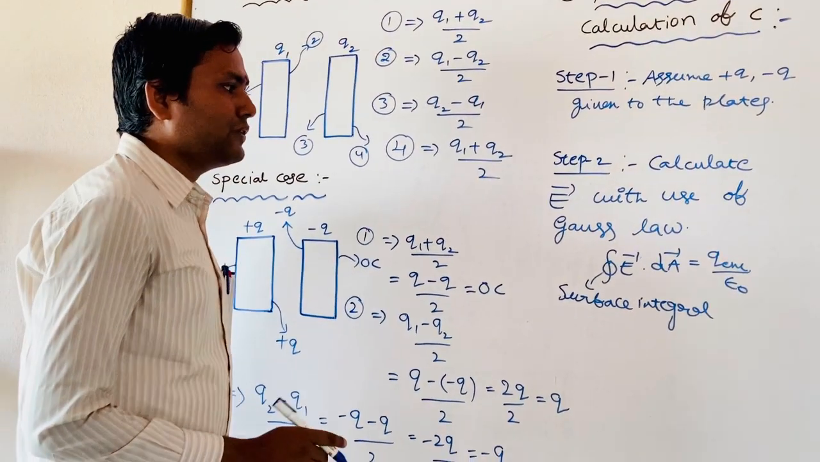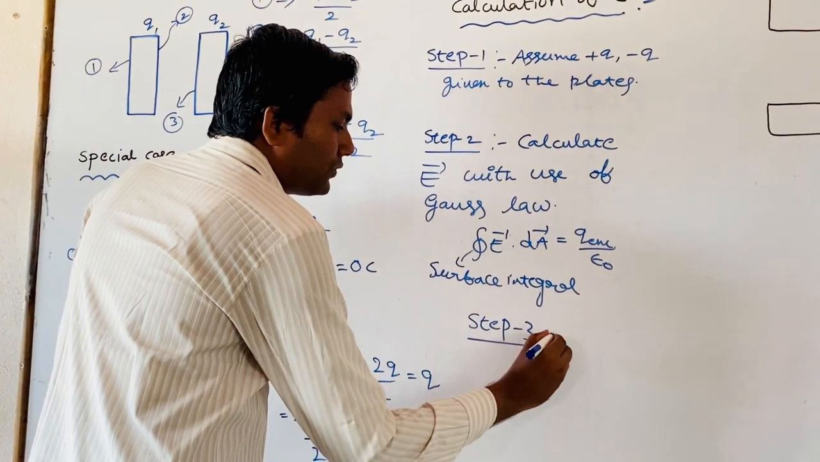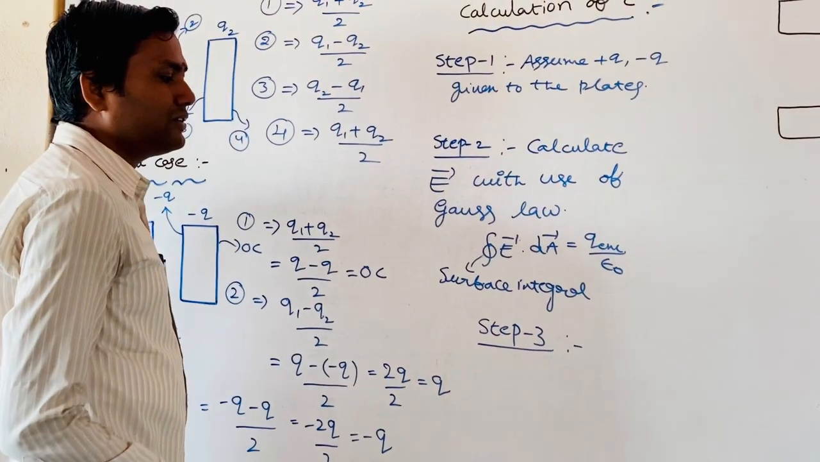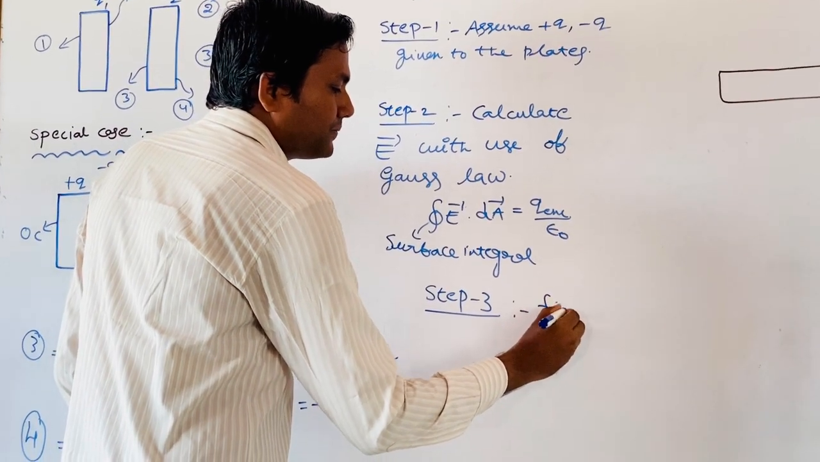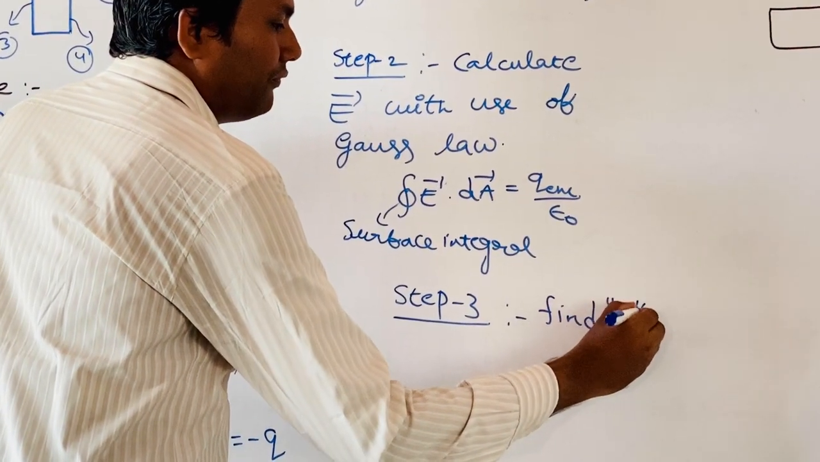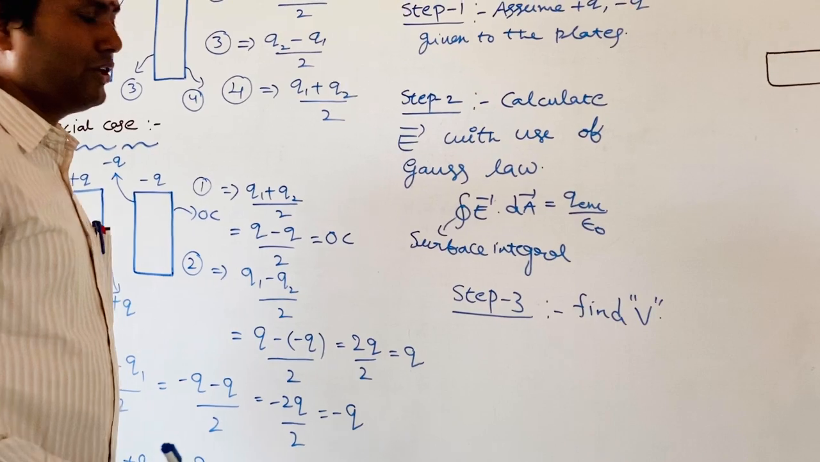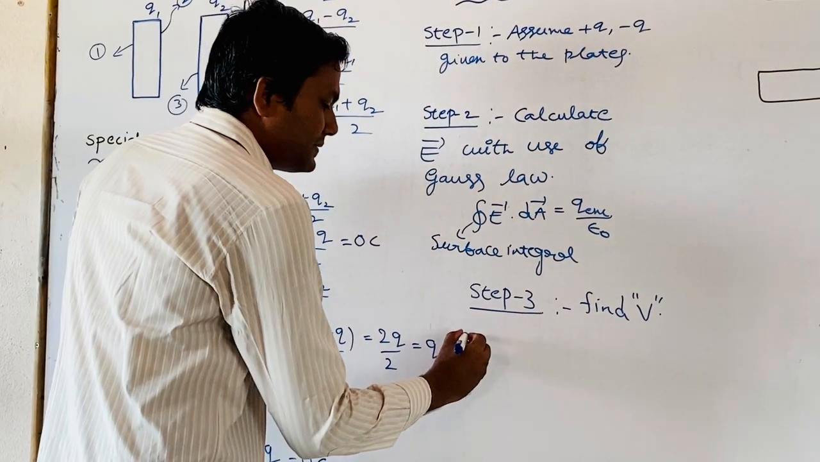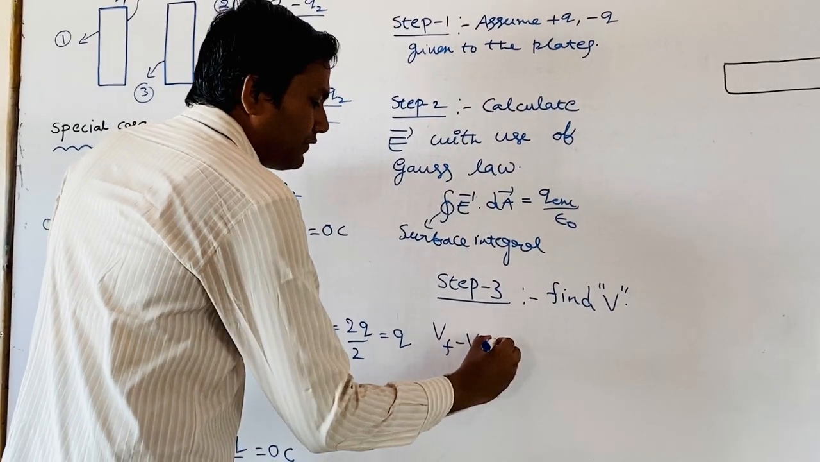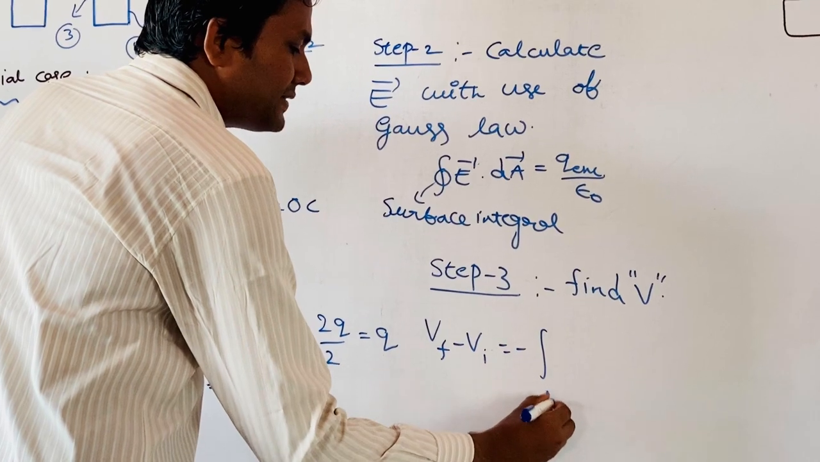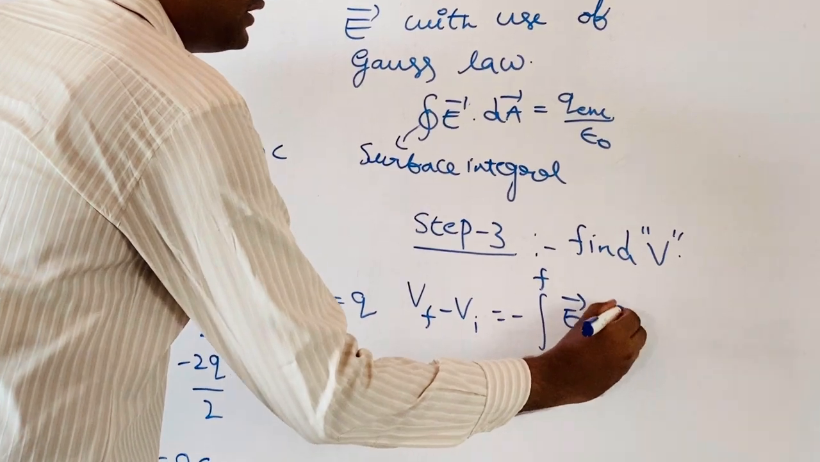Okay, now come to step 3. So in step 3, we can calculate V. So find out V. V is nothing but potential or voltage across the plates of capacitor. So how can we find out that potential difference? In order to find out the potential difference, we can use this expression Vf minus Vi is equal to minus integral of i to f E bar dot dr bar.